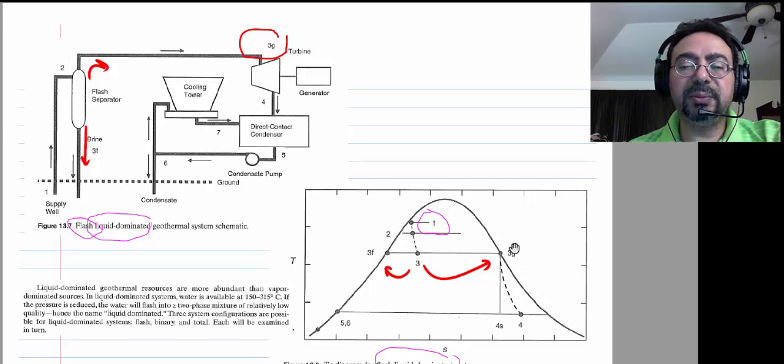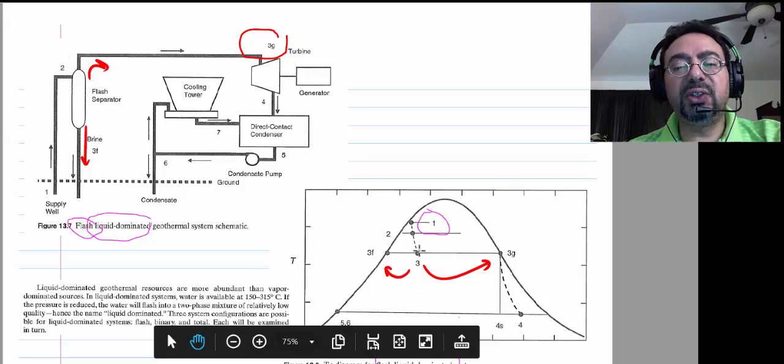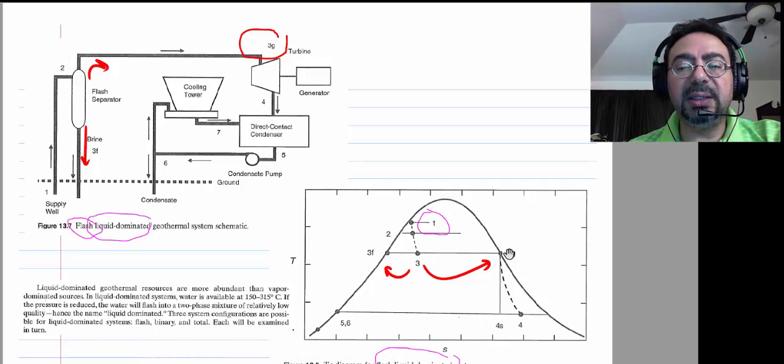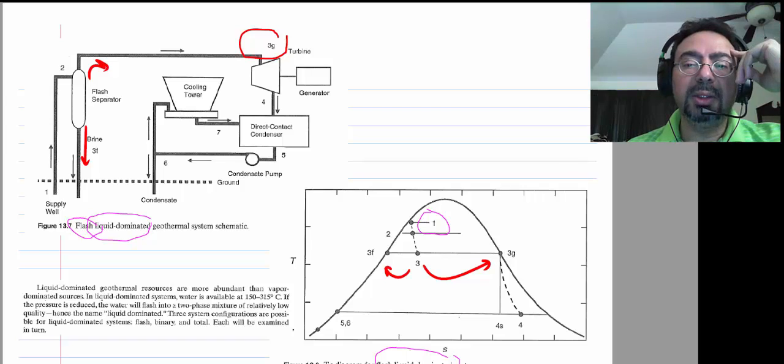And how much of that m dot 1 becomes m dot 3G, how much will actually go to the turbine, depends on the quality of 3. So if the quality of 3 is 0.2, that means 20% of that m dot is now m dot vapor, right? So we need the quality of 3 to figure out how much m dot goes to the turbine. How do you get the quality of 3? Well, if we know the entropy of 3 or the enthalpy of 3, we can compare it with those two values, and we figure it out.